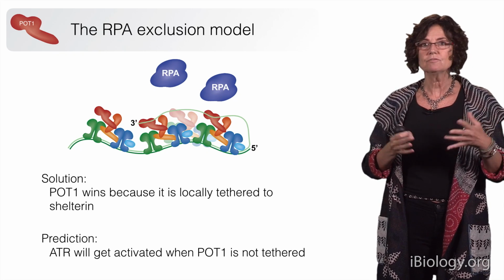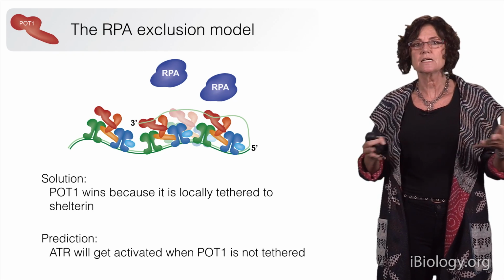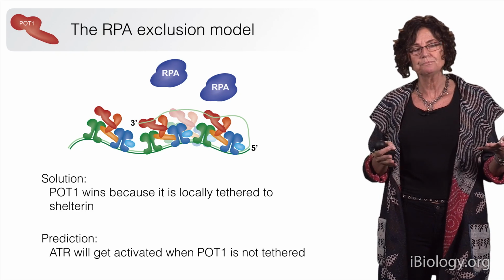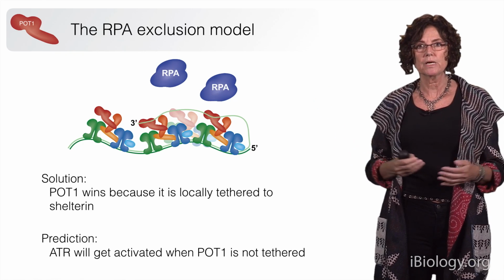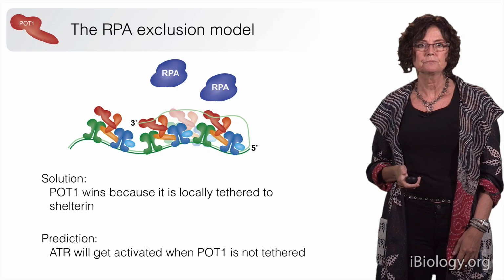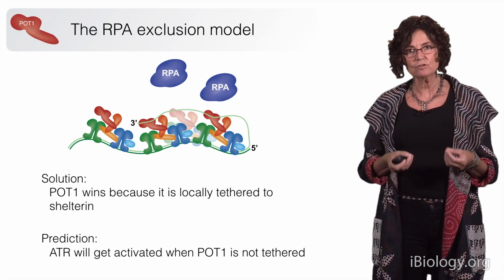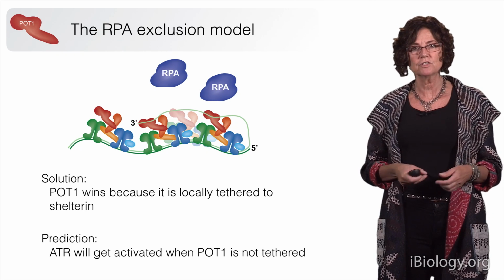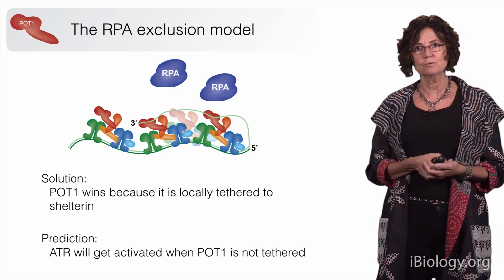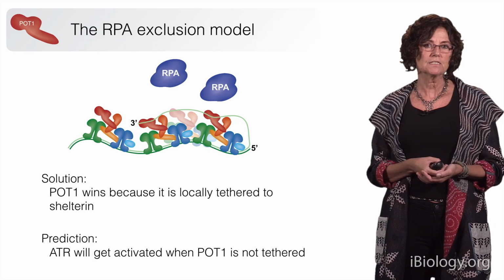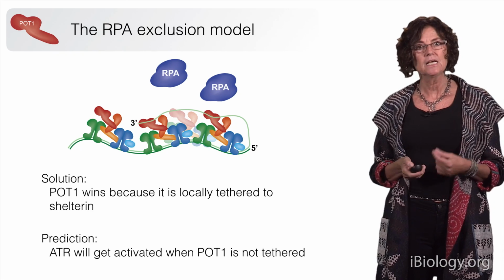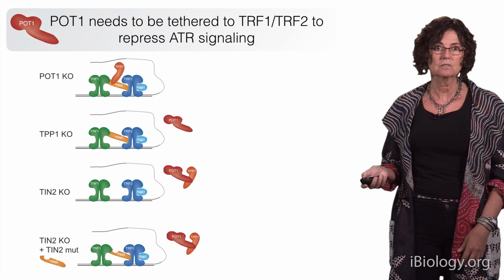Whereas RPA, if it lets go of the DNA, like any DNA binding protein will diffuse away and it has to start all over. So the prediction of this model is that the tethering of Pot1 to the rest of Shelterin is critical for the ability of Pot1 to protect the telomere from ATR signaling. And that's a testable prediction.